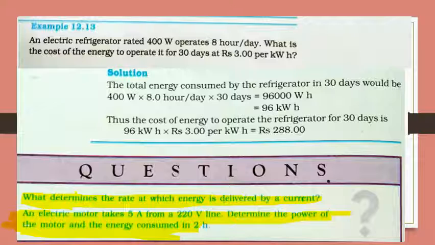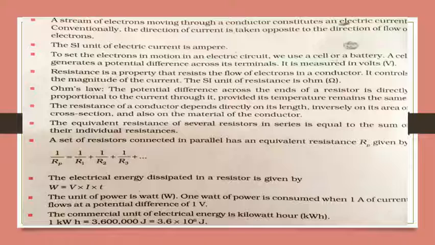Now some questions which are based on this topic are given below. What determines the rate at which energy is delivered by the current? And a small example for you, an electric motor takes 5 ampere from a 220 volt line. Determine the power of the motor and energy consumed in 2 hours. It's a very easy example, dear students. Try to solve it.